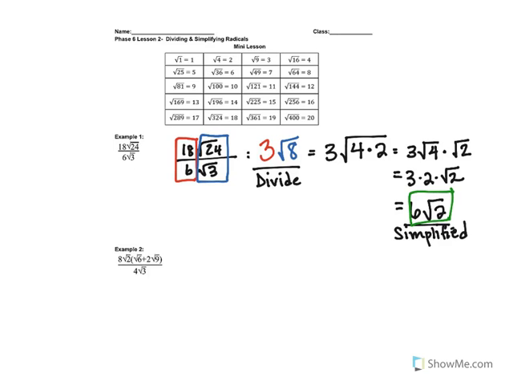Okay, and again, just as a reminder, I do not want you guys to just plug this into the calculator and give me a crazy decimal. What I want you to do is divide these things out and then simplify your answer.